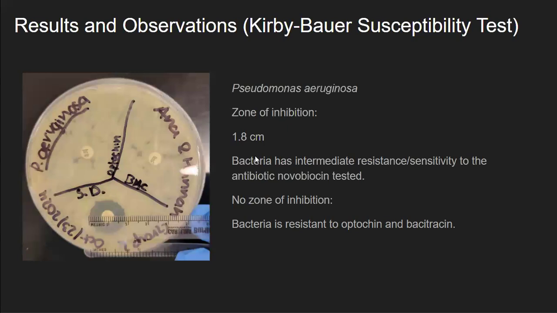For Pseudomonas aeruginosa, the zone of inhibition was 1.8 centimeters for novobiocin, which means that the bacteria has intermediate resistance/sensitivity to the antibiotic novobiocin tested. No zone of inhibition in optochin and bacitracin, though, which means that the bacteria is resistant.